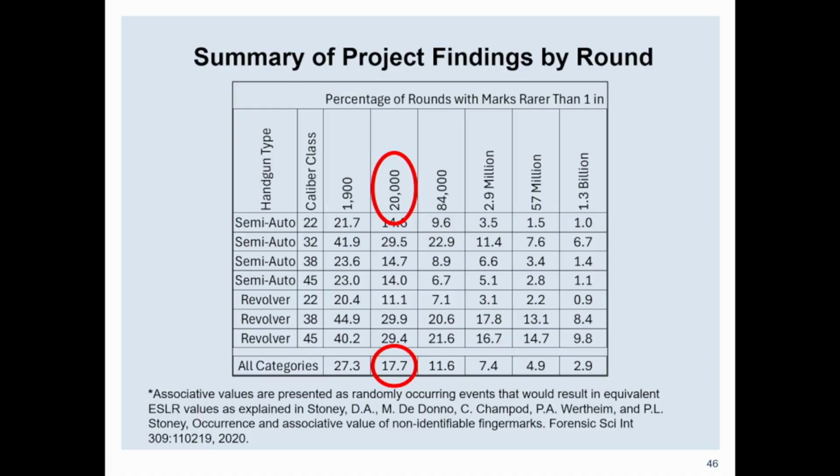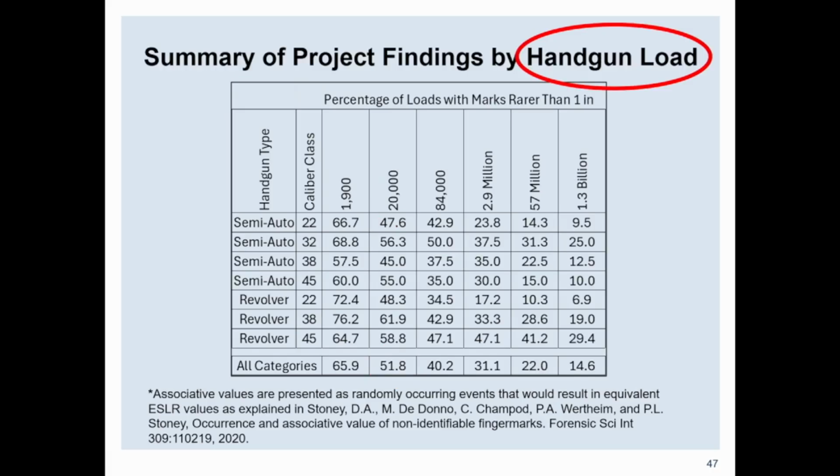And of course, in a case, if we're talking about marks on a loaded handgun, then we're interested in the handgun load. So we have a number of shots at getting a good mark. So here we have, going again with that 1 in 20,000 figure, 52%. So in our study, naturally loaded handgun ammunition, 52% of the loads had a mark that would be as much value as an event occurring 1 in 20,000 times.